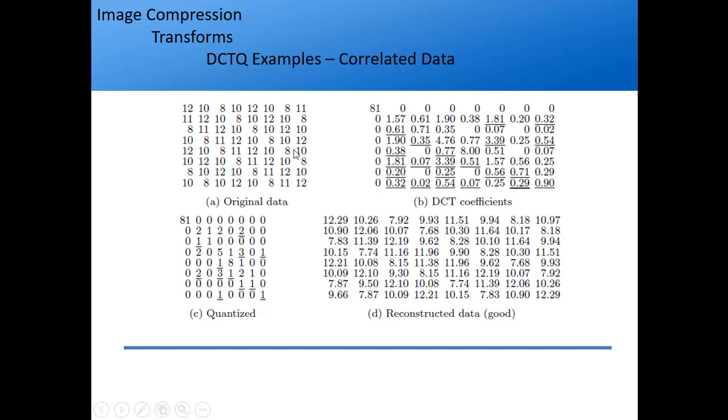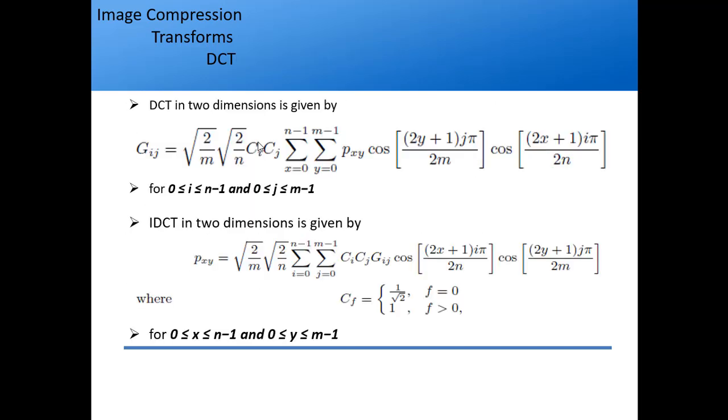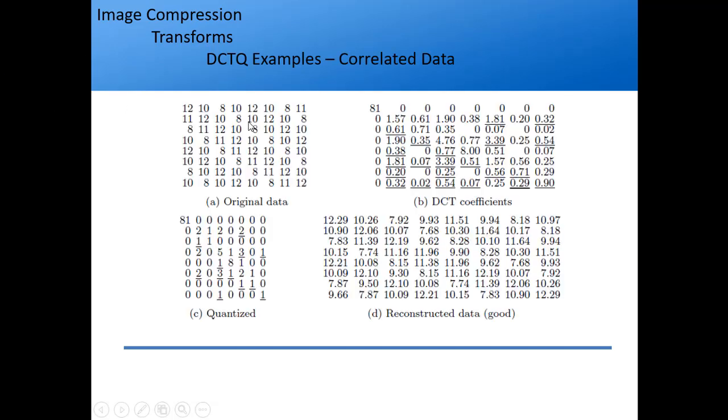This is an 8 by 8 matrix again, 1, 2, 3, 4, 5, 6, 7, 8, similarly you have 8 here. You see the data is correlated. It is either decreasing or increasing by 2 here, and in the same way all the diagonals are the same. So there is some relation between the data. Using the DCT formula, I get the DCT coefficients. So these are the DCT coefficients which I get.